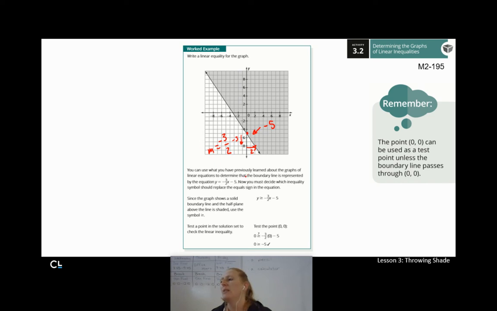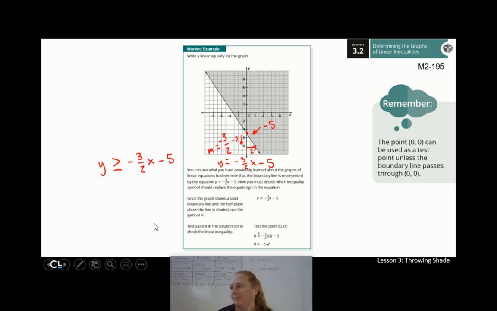And that means if I were to write this as an equation, I would write it as y equals negative 3 halves x minus 5. But the thing is, it's not an equation. It's an inequality. This thing is shaded. I see a solid line, so that tells me it's going to have a little half equal sign under there. I also see it shaded above my line, so y has to be greater than or equal to. So y is greater than or equal to negative 3 halves x minus 5.